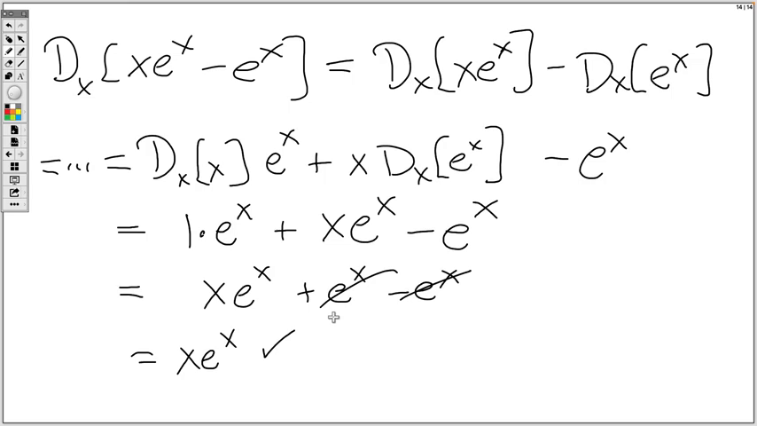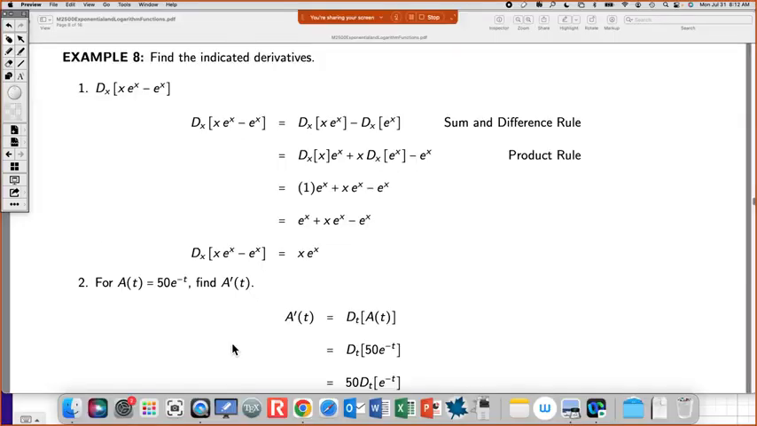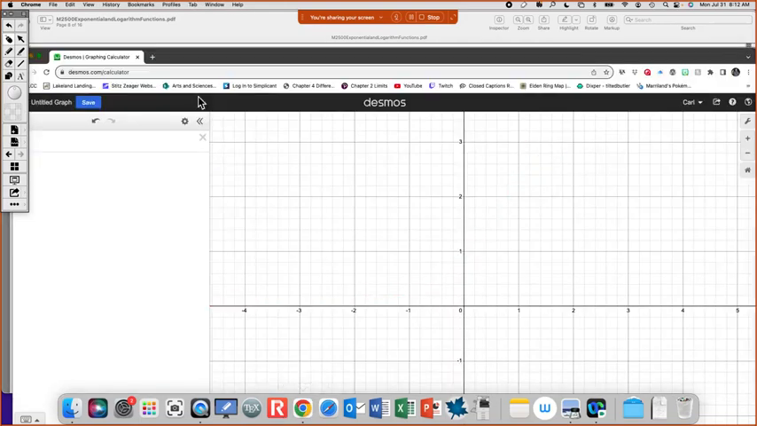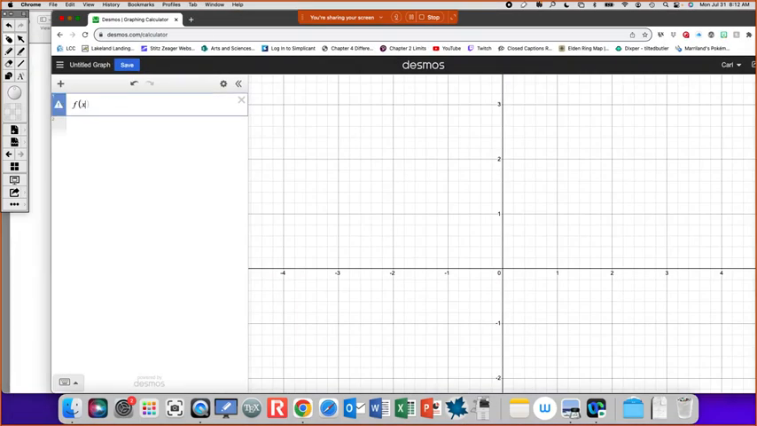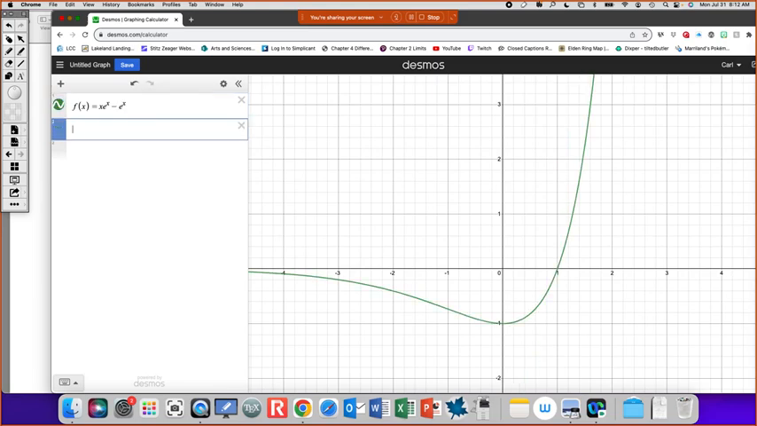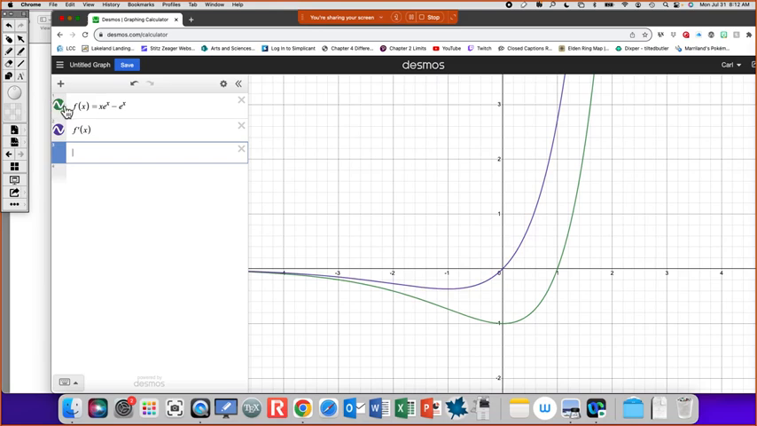And once again, don't forget, we can check these graphically on Desmos. So just to remind you how you do that, you type in your function, type in the f prime of x, click off the function, and then you write your answer. And the graphs are indistinguishable. You follow? So don't forget, you have Desmos you can use to check your answers.